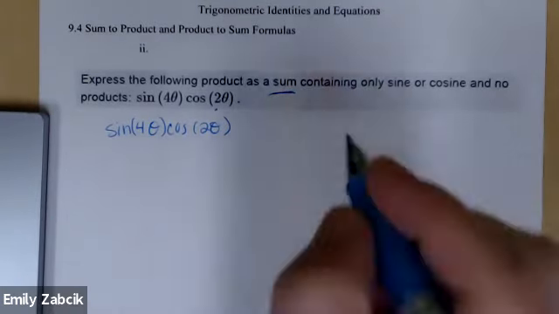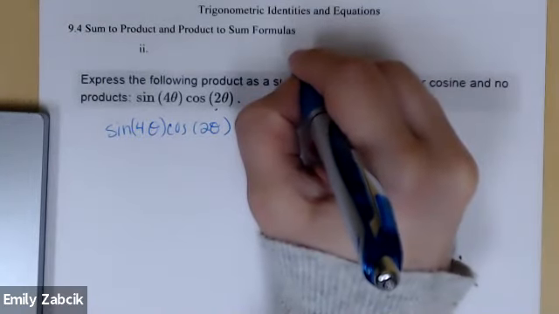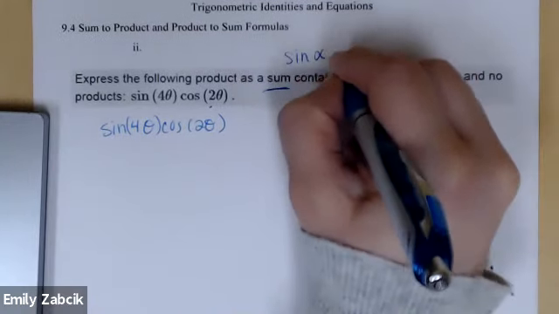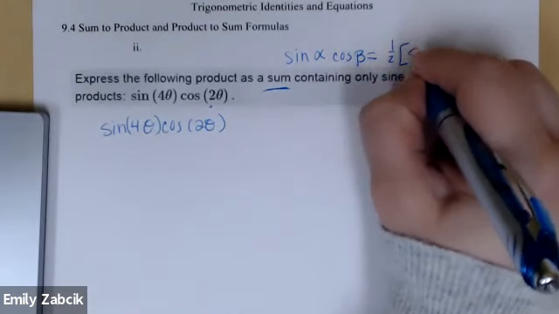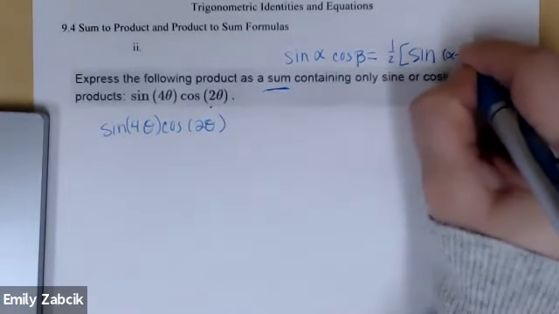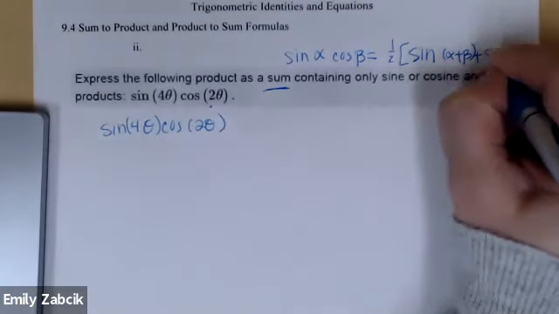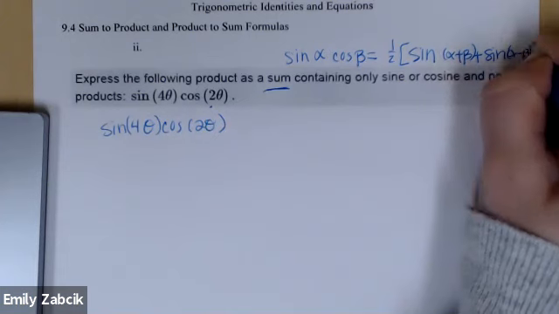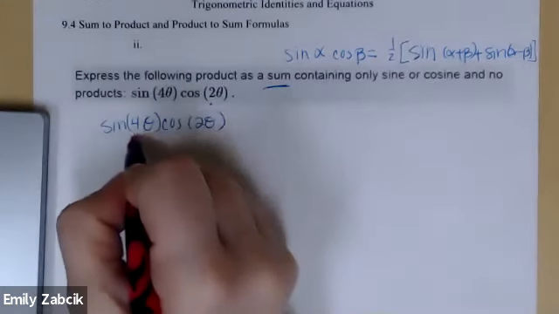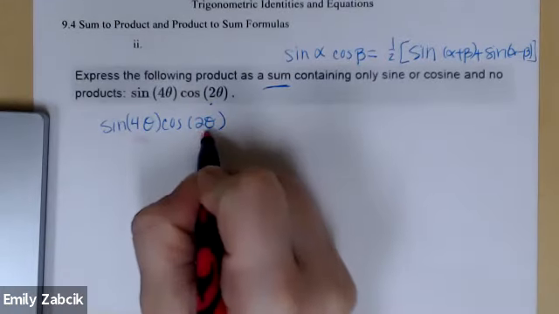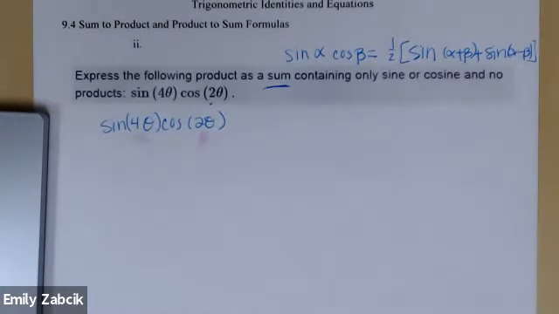So I'm going to go back to what I just had from the previous page, and I want to remember that sine alpha cosine beta is equal to 1/2 sine of alpha plus beta plus sine of alpha minus beta. Just using that little formula that we just got. You with me? Okay. So we can see that we're going to be calling this value alpha. We're going to be calling this one beta as we fill in accordingly.